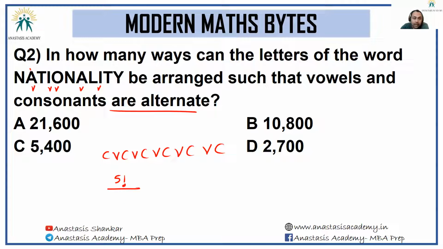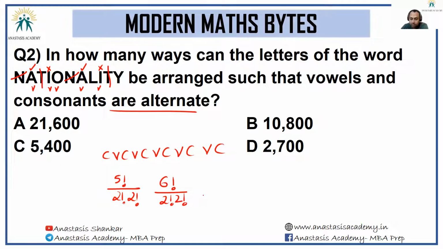But because A is repeating and I is repeating, I have to also divide this by 2 factorial, 2 factorial. This takes care of the vowel part of our storyline. Now let us come to consonants. Of course, there are 6 consonants because 5 vowels and total 11 letters. So 6 consonants. But within consonants, do we have any repeats? N and N is same. T and T is same. L and Y are different. Okay. So I need 2 factorial here and 2 factorial here also.